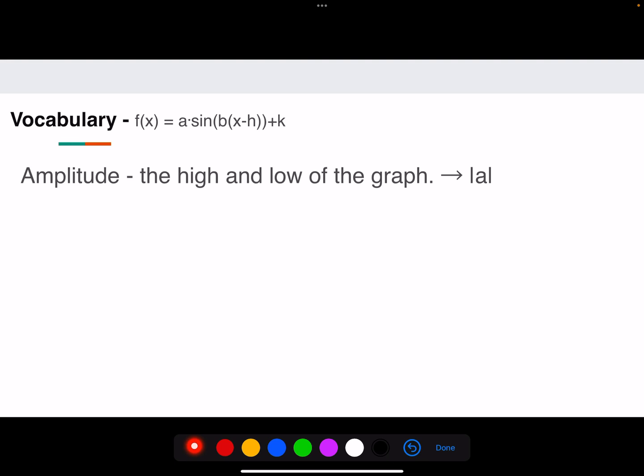So the amplitude is going to be the high and low of the graph. When we did this before, we did this part right here. The amplitude is how tall it is and how low it is. It'll be the same number. And we just find that by the absolute value of whatever is in front of the sine, or that A right there.